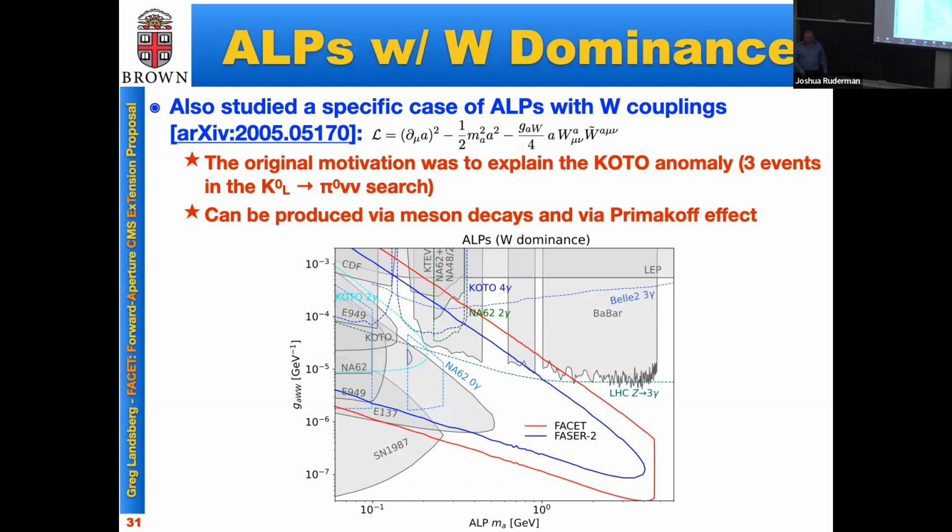And the final case which we studied is the ALPs. So here we did the ALPs with W dominance, so basically this Lagrangian just coupled to W's. The original motivation was to explain the NA62 anomalies, 3 events with K to pi nu, which they observed, and that was the model by Stefania and company. And this can be produced in meson decays or via the Primakoff effect. And basically, this is Phase 2 versus FACET.